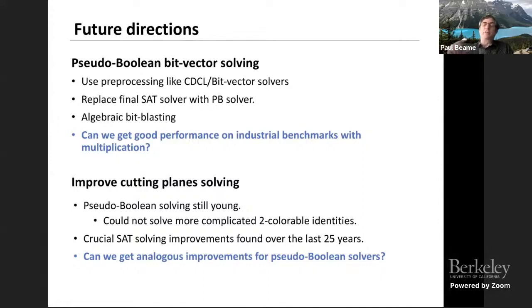The other side is the fundamental engine side of this. Cutting planes is powerful, but pseudo-Boolean solving implements only a small piece of it. We were not able to solve the more complicated identities. The heuristics and inference rules are not uniformly integrated. Like CDCL, everybody builds on everybody else's ideas, and there's a great path that's been going forward. There have been these crucial SAT improvements. We think this application might be motivational.